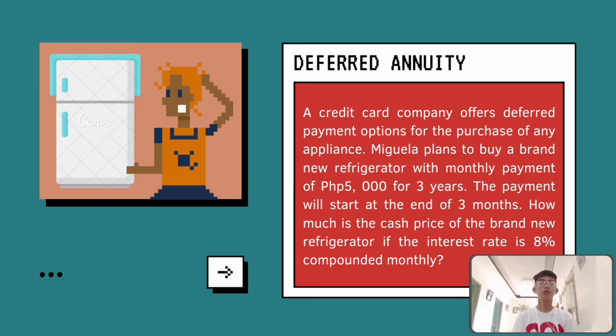A credit card company offers deferred payment options for the purchase of any appliance. Miguel plans to buy a brand new refrigerator with monthly payment of 5,000 pesos for 3 years. The payment will start at the end of 3 months. How much is the cash price of the brand new refrigerator if the interest rate is 8% compounded monthly? List down the information stated.